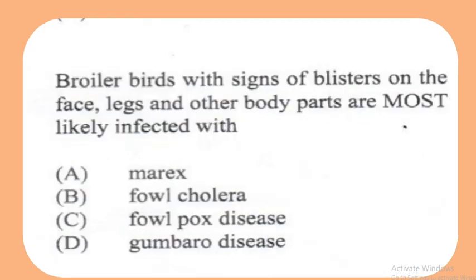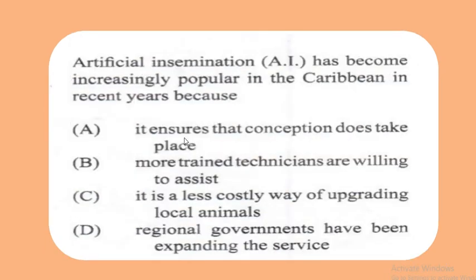Broiler birds with signs of blisters on the face, leg, and other body parts are most likely infected with Marek's, fowlpox disease, fowl cholera, or Gumboro disease? And the answer is fowlpox.